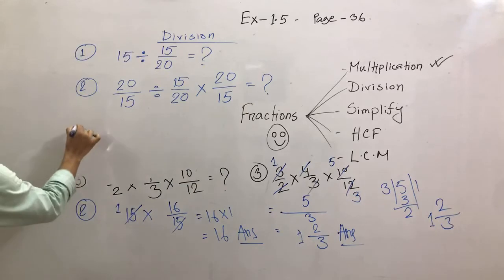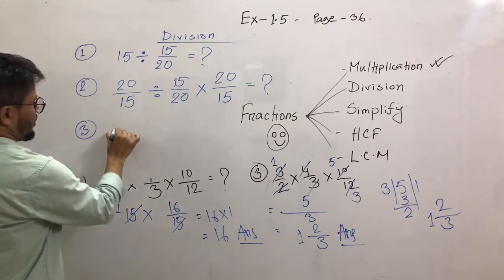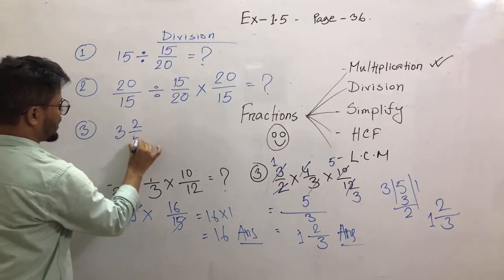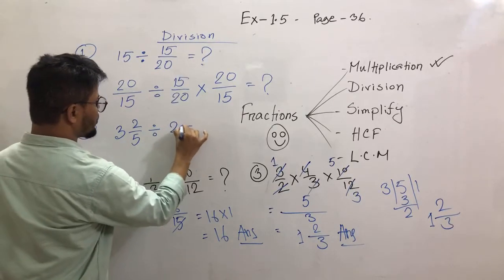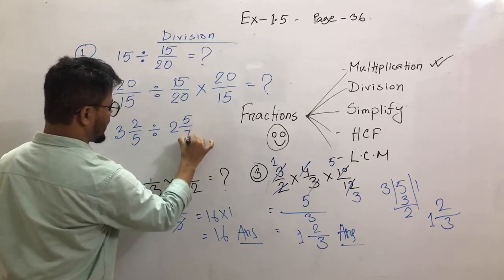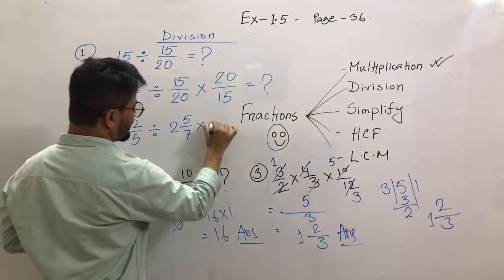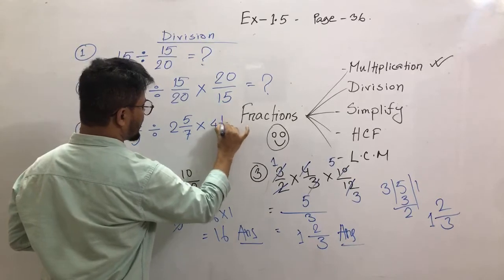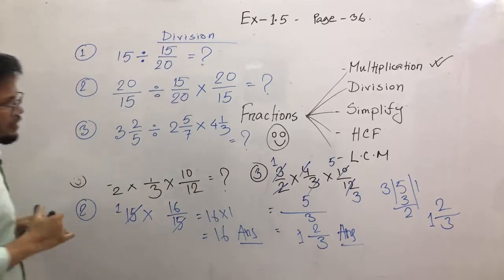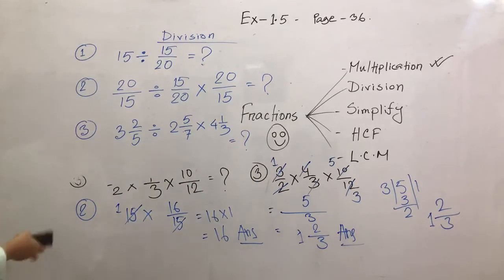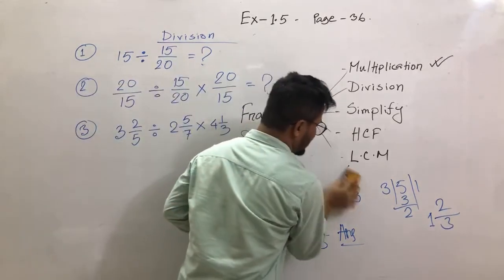Number 3, another question I am giving to you: 3 2 by 5 divide 2 5 by 7 multiply 4 1/3. So what will be the answer of these 3 questions? My dear students, in the comment section you can write the answer. Please calculate and then try to find the correct answer.